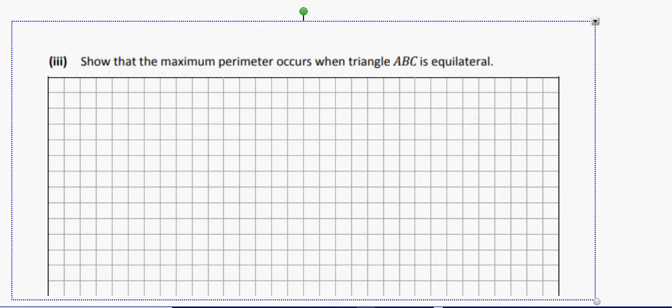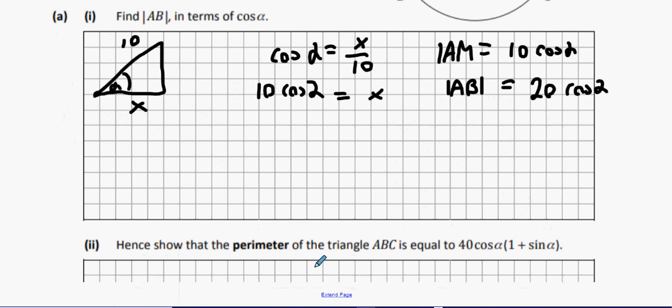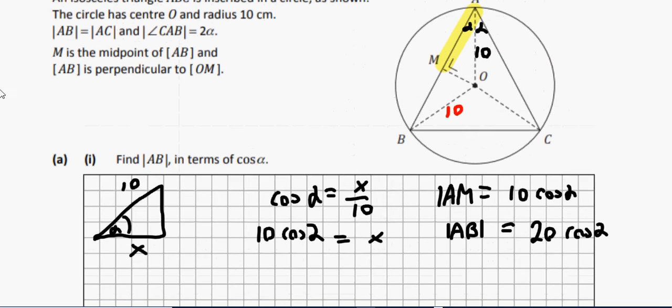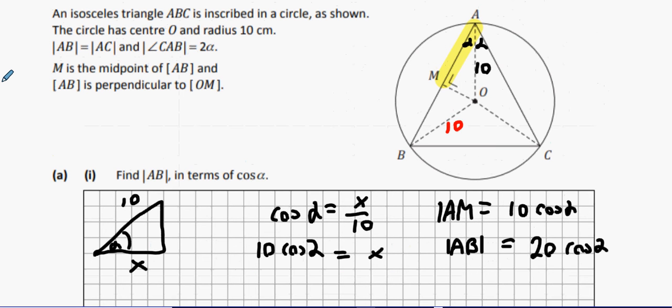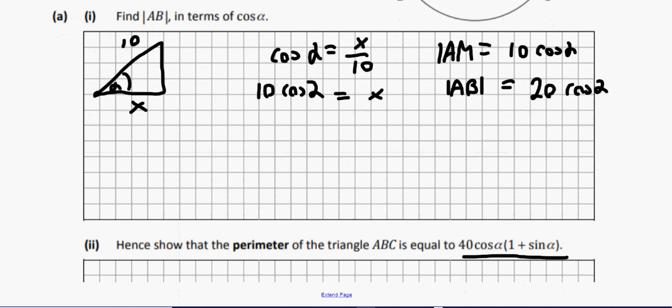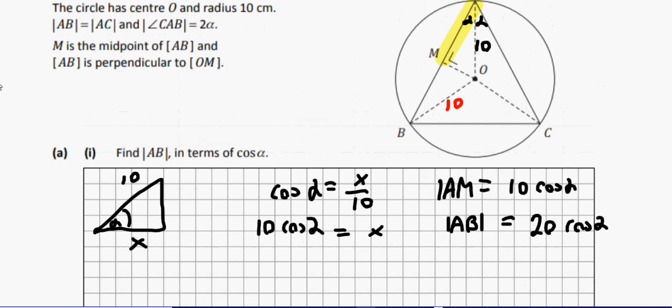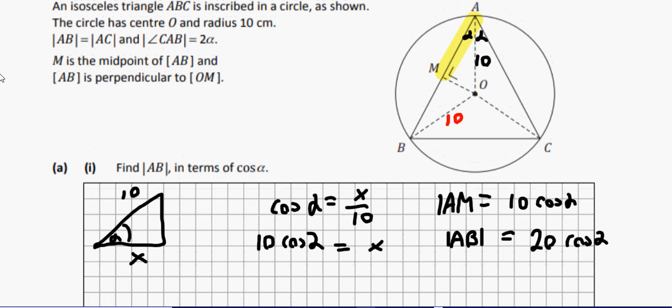Where's part 2? There it is. Hence show the perimeter of the triangle ABC is equal to 40 cos alpha (1 plus sine alpha). So the perimeter, interesting. Perimeter of ABC. That's the perimeter, the outside one. And it's an isosceles triangle.